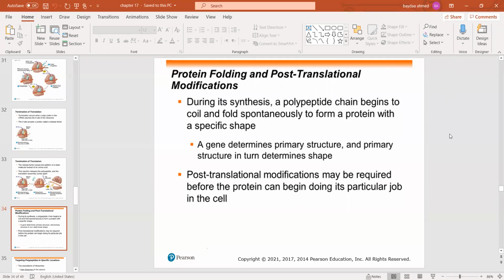During its synthesis, a polypeptide chain begins to coil and fold spontaneously as a consequence of its amino acid sequence, its primary structure, forming a protein with a specific shape, a three-dimensional molecule with secondary and tertiary structure. Thus, a gene determines primary structure, which in turn determines shape. Additional steps, post-translational modifications, may be required before the protein can begin doing its particular job in the cell. Certain amino acids may be chemically modified by the attachment of sugars, lipids, phosphate groups, or other additions.